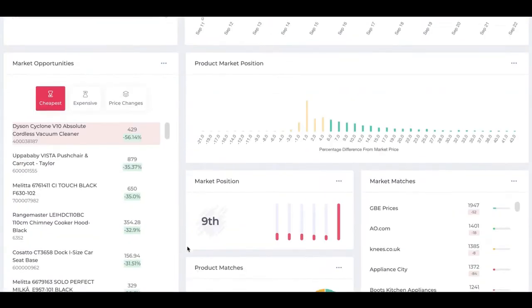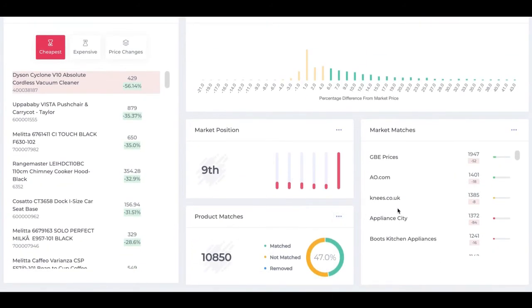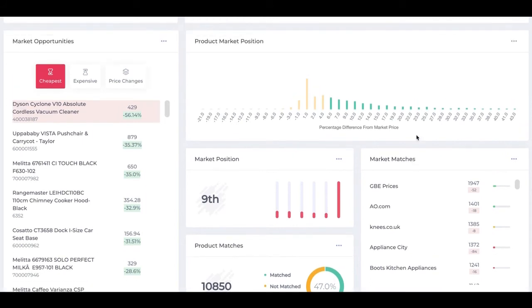Now, if I scroll down and have a look at my market matches, I can see that both knees and GBE prices are core competitors of mine. We've got strong overlap. We both sell very similar products. There are 2,000 products that BlackCurve has identified where we are selling the same product. So I need to be worried about these guys. So it's highly likely that we're not selling as many as I'd like or as you'd like because my product isn't competitively priced. And you can see that as well if you look at the product market position chart, which shows that on average, I'm usually within 1% of my key competitors, when here I'm 10 to 20% out. So that's a clear warning signal that there's something here that I need to go and look at.